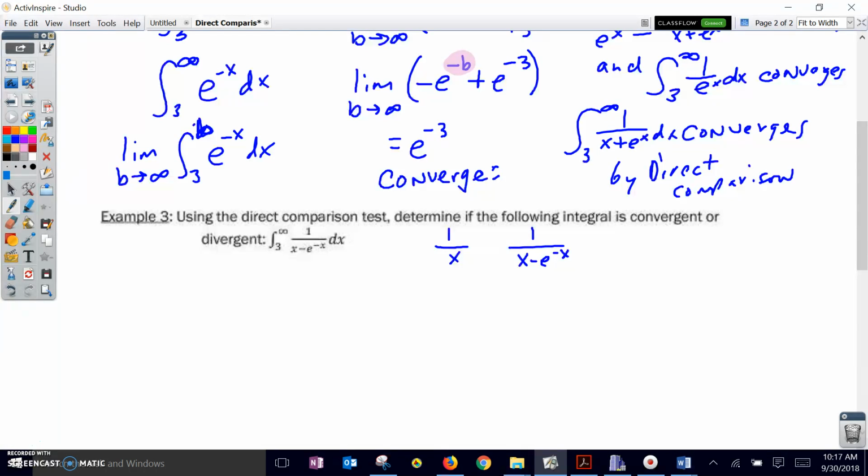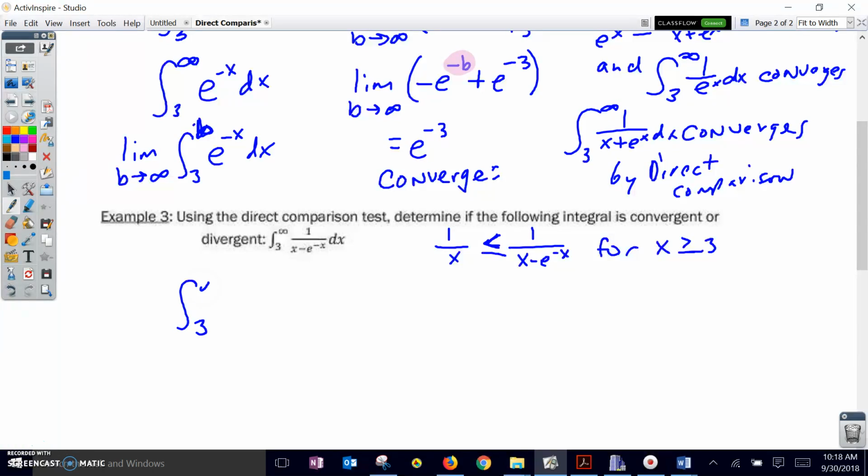And what's true about this case is, since as x goes to infinity we're subtracting something away, the denominator of the original is slightly smaller than the denominator of 1 over x. And so this is going to be greater than or equal to 1 over x, for x greater than or equal to 3. So we have it slightly bigger than this function.